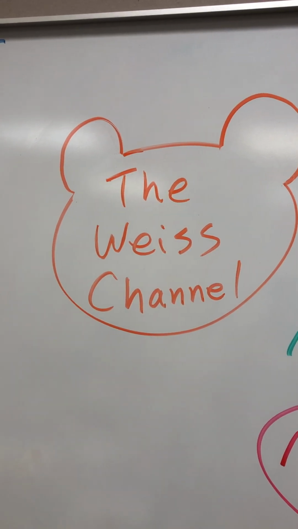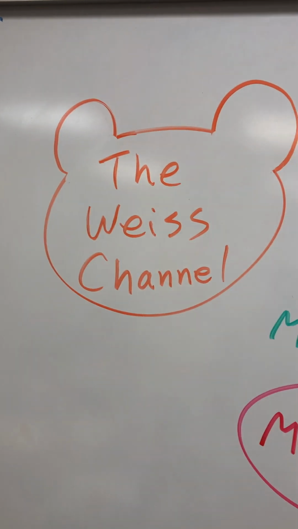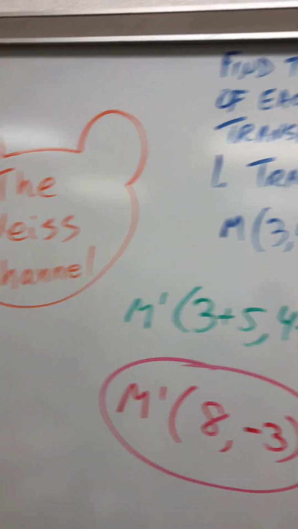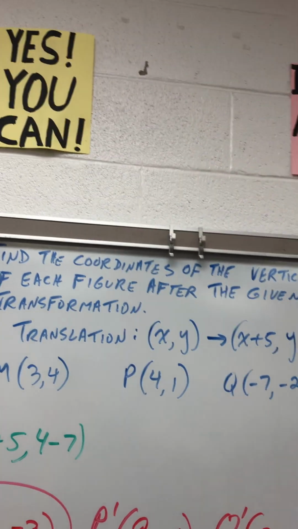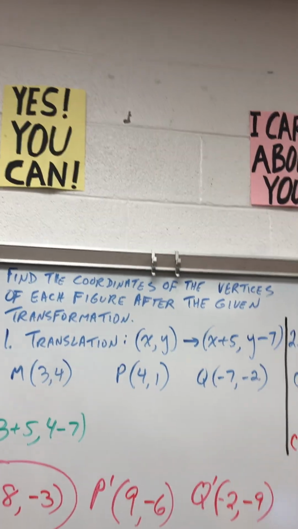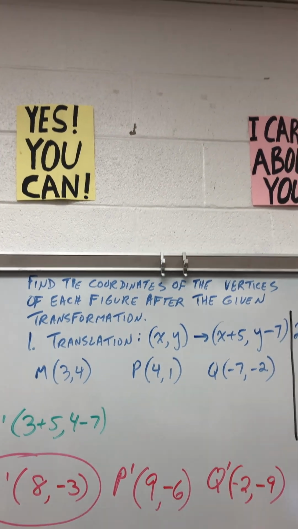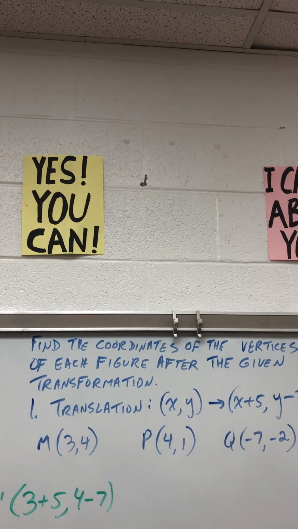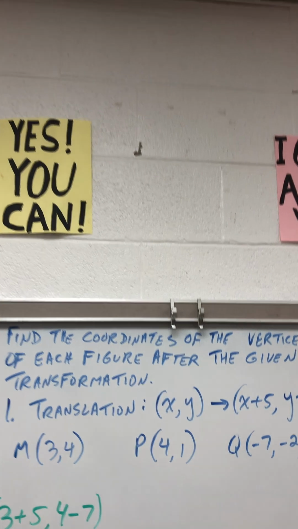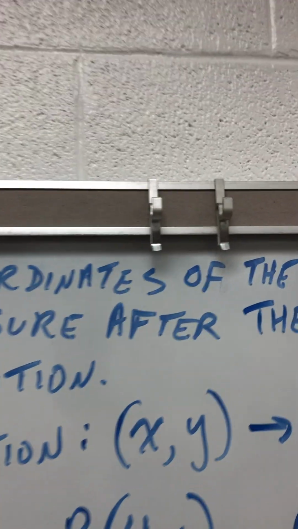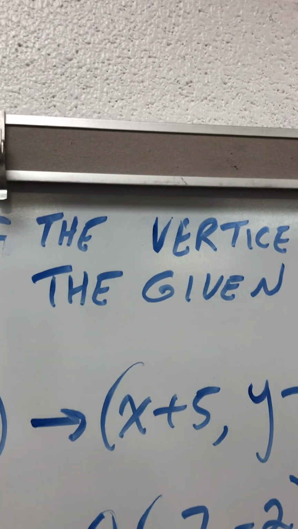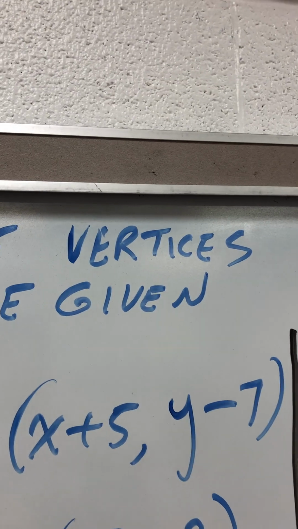Today I'm going to talk to you about translations. For example, find the coordinates of the vertices of each figure after the given transformation. Okay? Here's a translation. We're going to do (x, y) goes to (x plus 5, y minus 7).